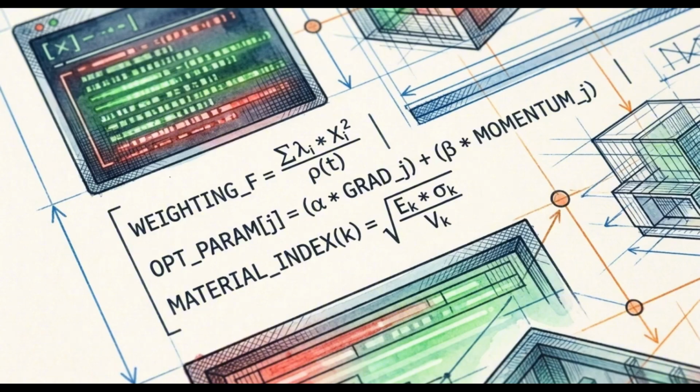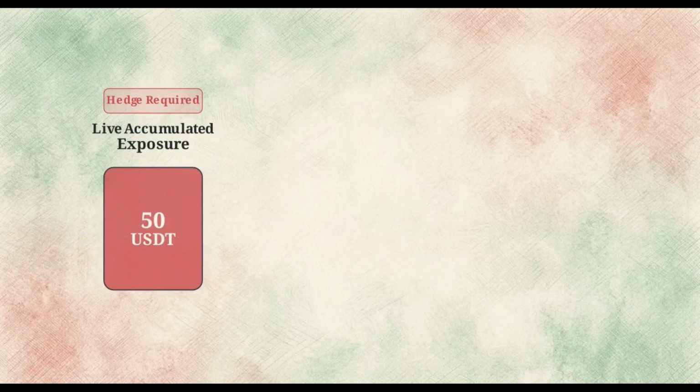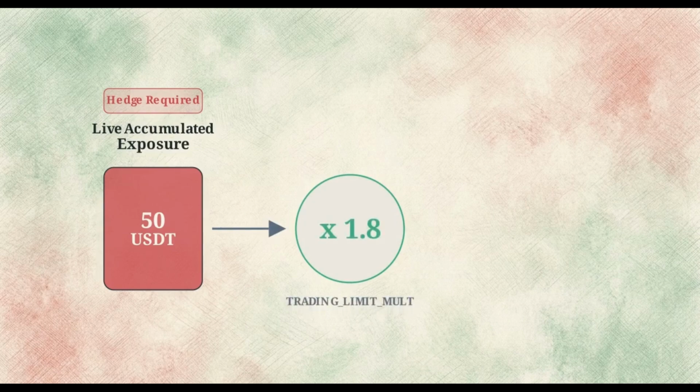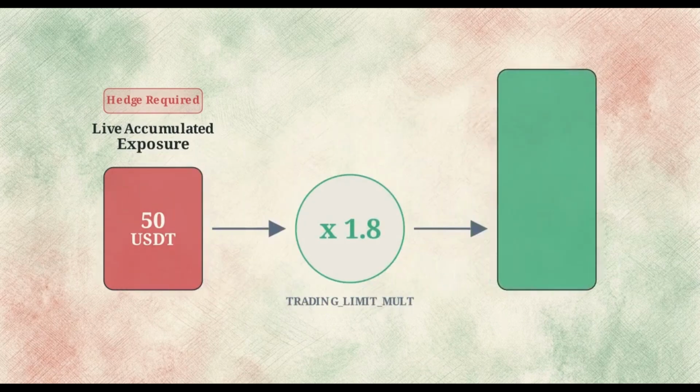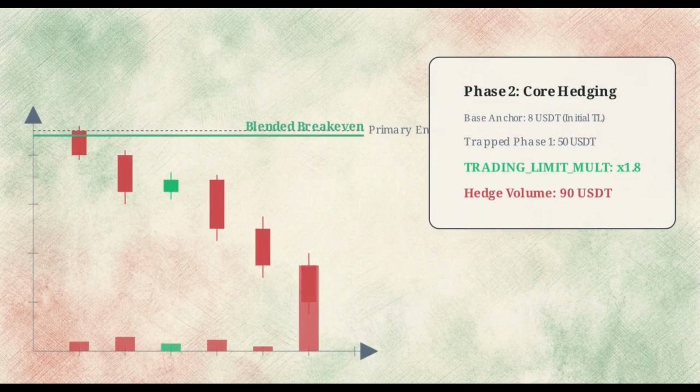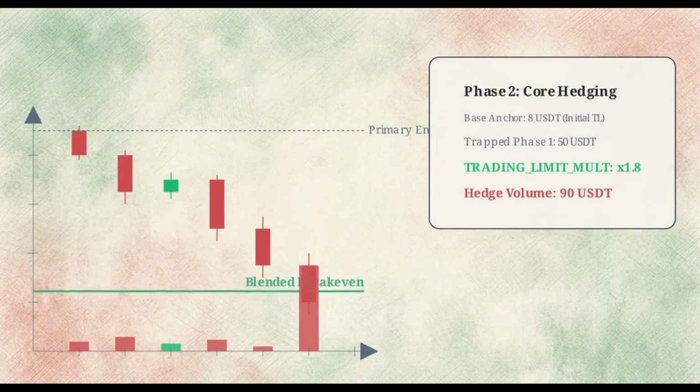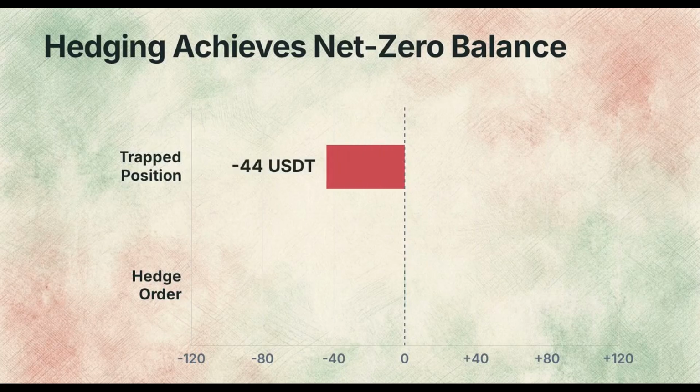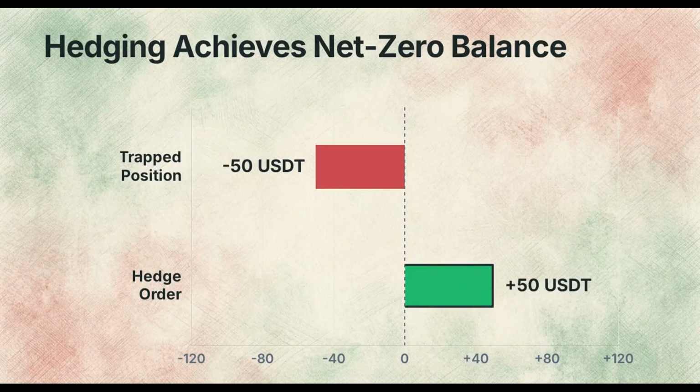During Phase 2, the system utilizes trading limit mult to calculate defensive volume. When counterposition orders are required, the system executes a volume calculation using trading limit mult of 1.8 times against total live accumulated exposure. This heavy 1.8 times multiplication on the entire basket is mathematically required to aggressively drag the combined break-even point toward live price action.